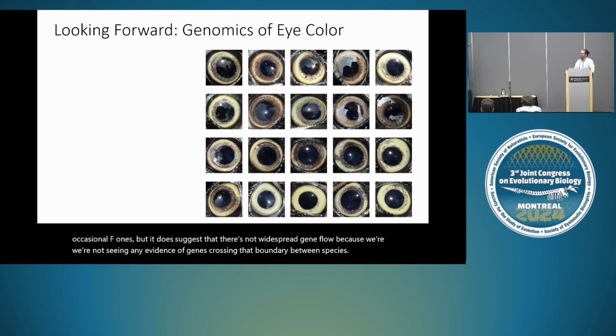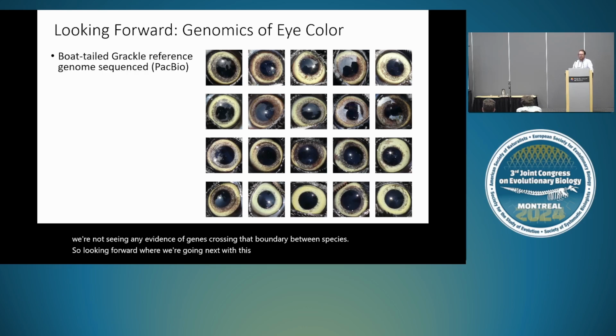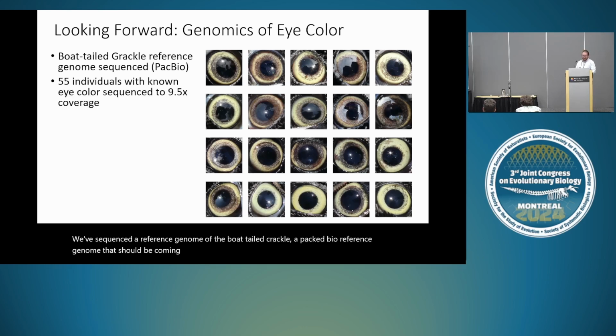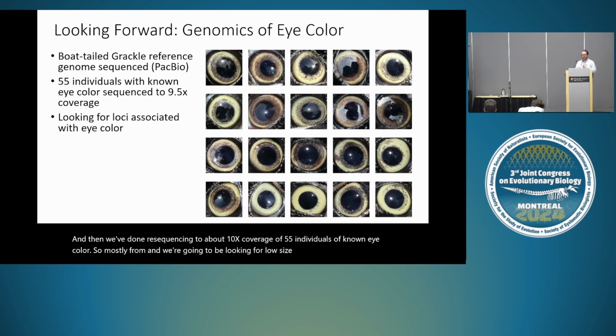So looking forward, where we're going next with this research, we've sequenced a reference genome of the boat-tailed grackle, a PacBio reference genome that should be coming out pretty soon. And then we've done resequencing to about 10x coverage of 55 individuals of known eye color, and we're going to be looking for loci associated with that eye color variation.